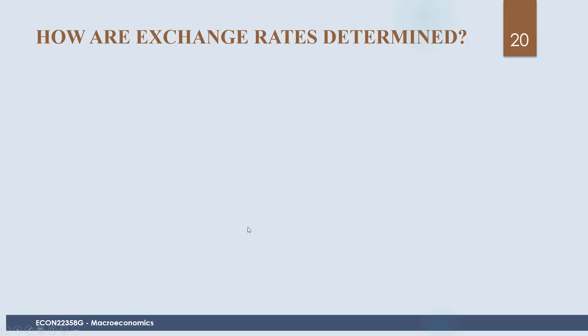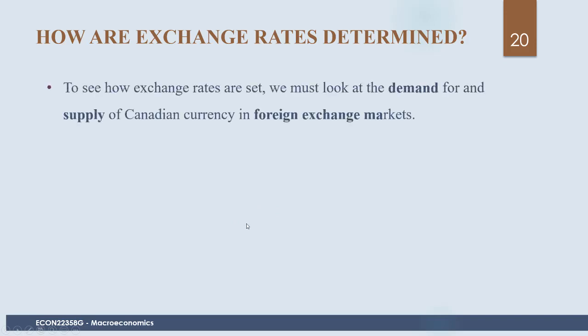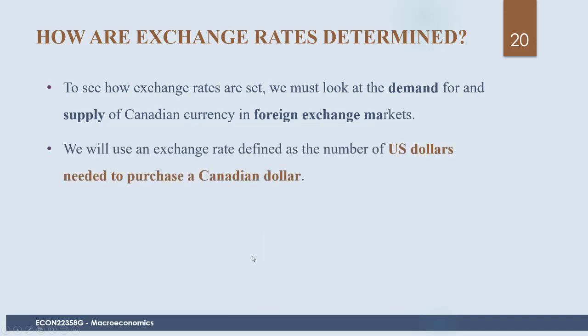Now, how are exchange rates determined? Well, they're determined in a market. And in any market, we have demand and supply. So to see how exchange rates are set, we must look at the demand for and supply of Canadian currency in foreign exchange markets. We will use an exchange rate defined as the number of US dollars needed to purchase a Canadian dollar. So it's how much foreign currency is needed to buy the domestic currency.